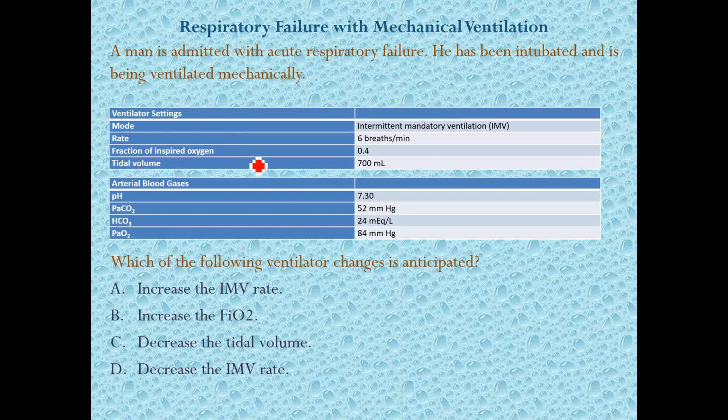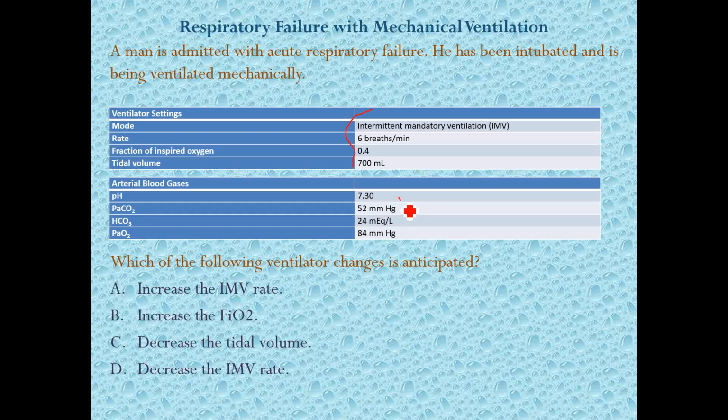We've got a man that's admitted with acute respiratory failure. He's been intubated and is being ventilated mechanically. So there's our ventilator settings, and then we see the ABGs. Which of the following ventilator changes is anticipated? And this scenario is what you can expect on the exam. So let's go through everything. We see what the settings are here, and we're not really going to address them until we look first at the ABG, because we have to find out where the patient is in their ventilator management.